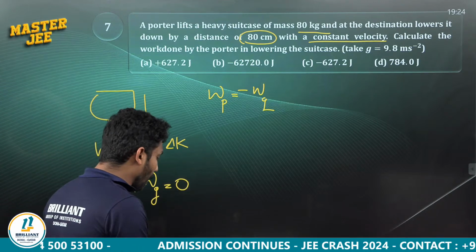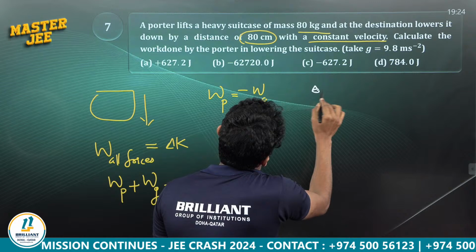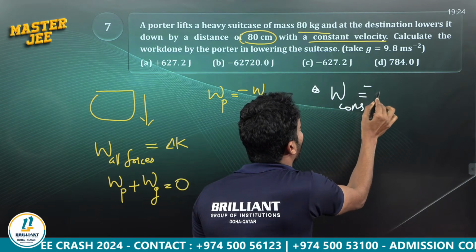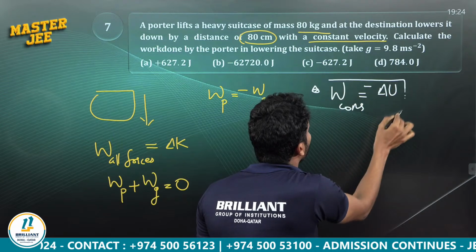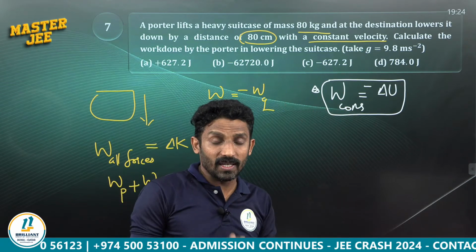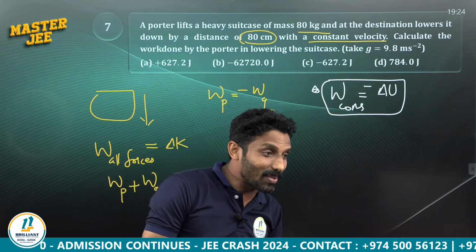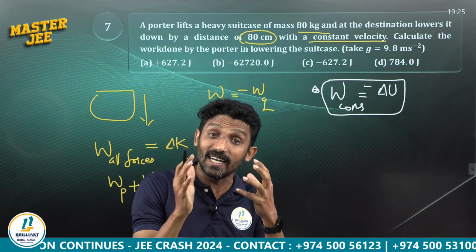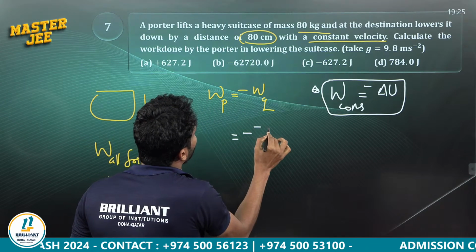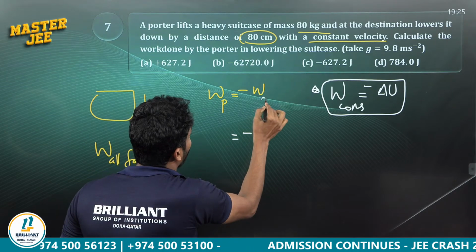There is one important expression: work done by a conservative force is equal to minus delta U. Keep this in mind. This is an important concept. This is always true whether other forces are present or not. Work done by a conservative force is minus delta U. So this is the work done by gravity only.